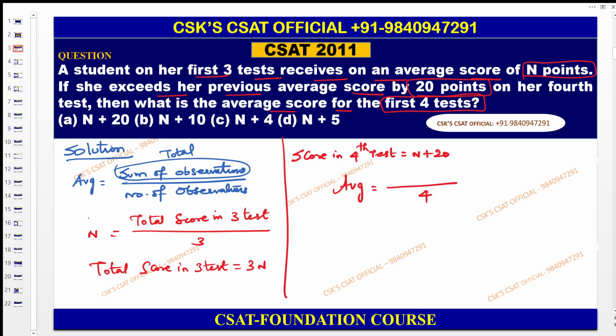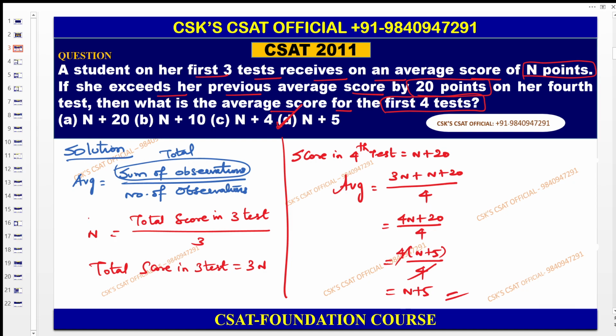First 4 tests means 4. First 3n. The fourth one is n plus 20. So that is equal to 3n plus n, becomes 4n plus 20, by 4. You can take 4 as a common factor, then n plus 5 by 4. 4 and 4 get cancelled. So it is equal to n plus 5. So the answer here is option D.